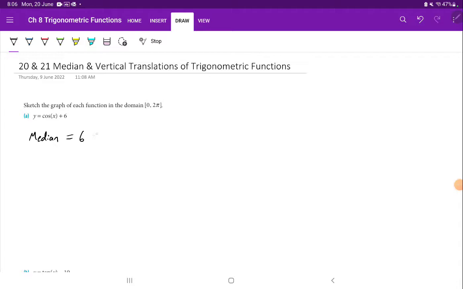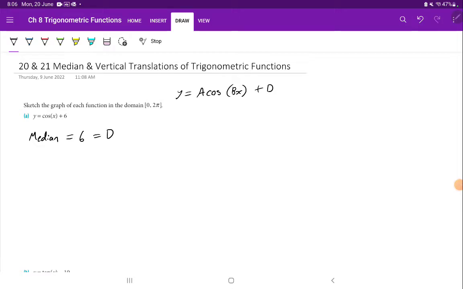So let's say d value, if we have y equals a cos of bx plus d, you'll understand why later, we're going to call it d. We've got one more transition to do. Then we get this d value on the end, and that's going to be our median.